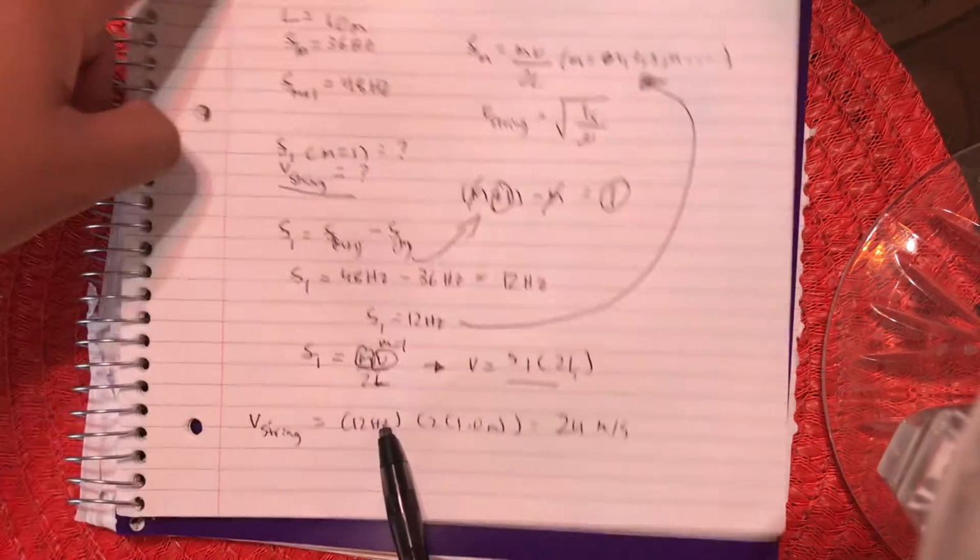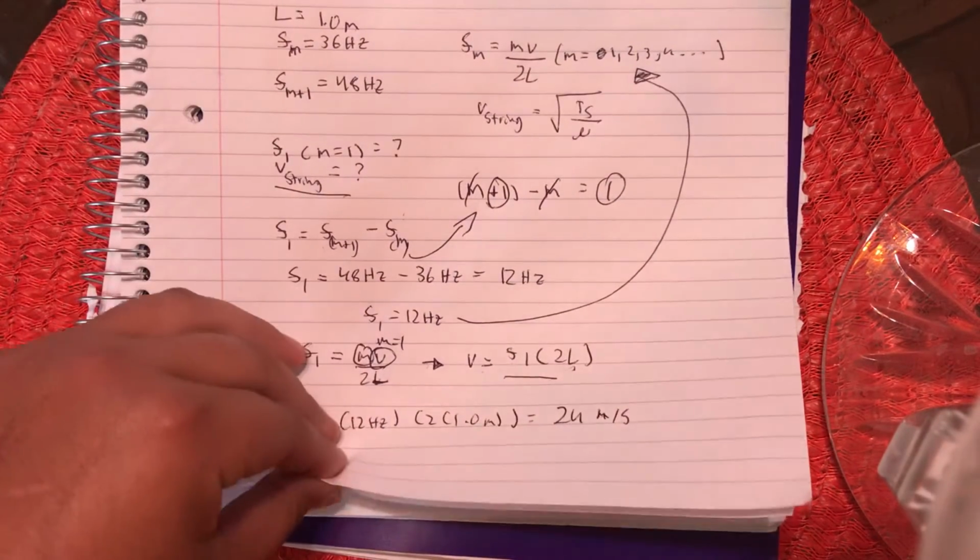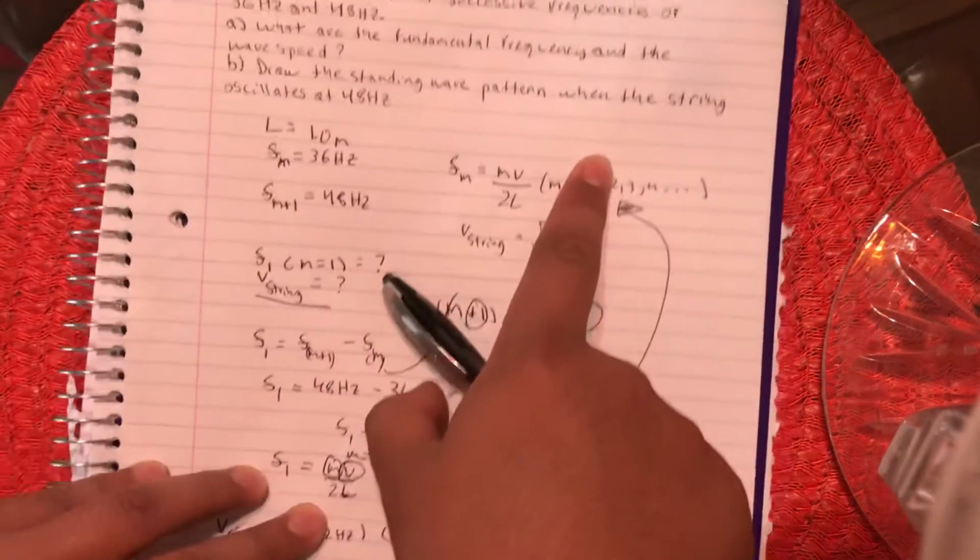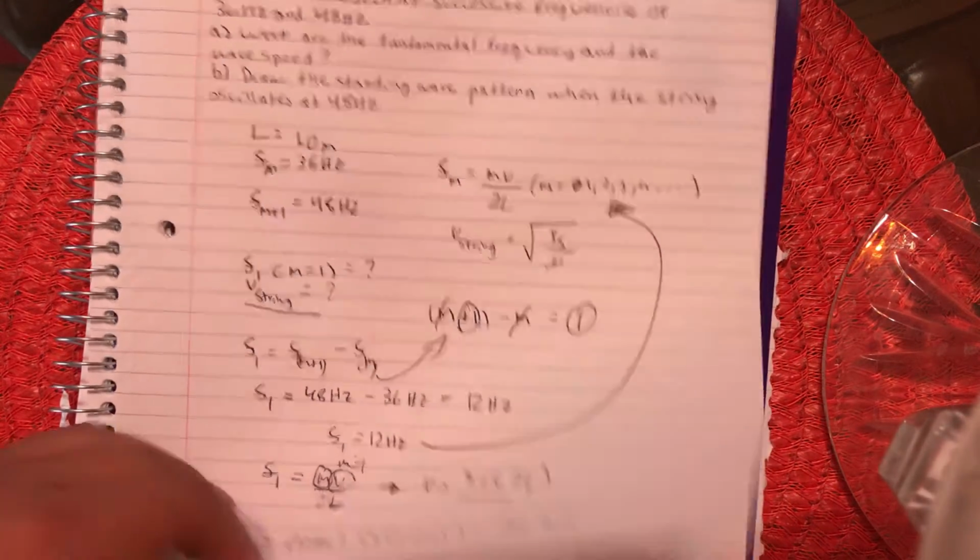So we just calculated A. Now we're going to do part B, which is to draw the standing wave pattern when the string oscillates at 48 Hertz.